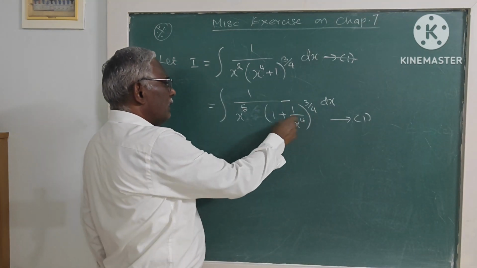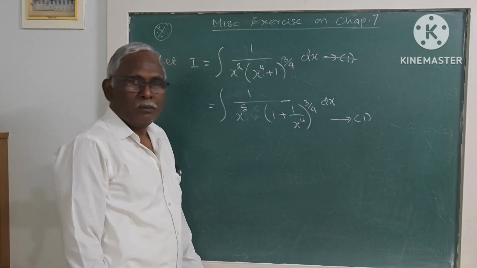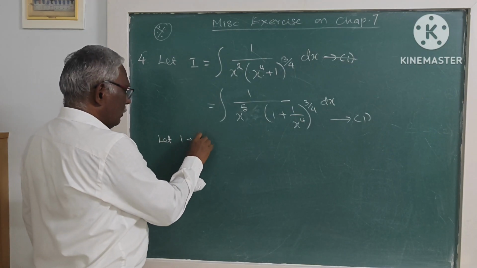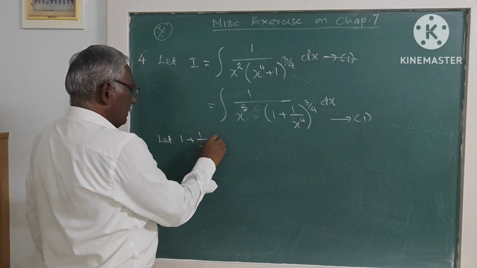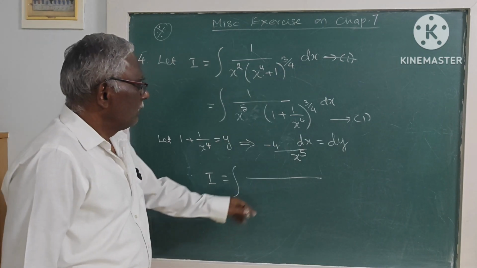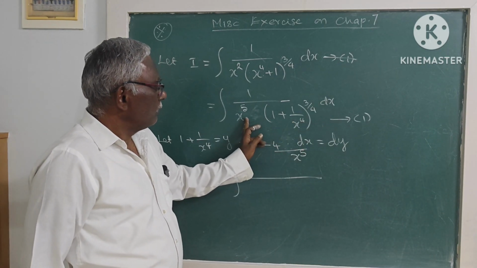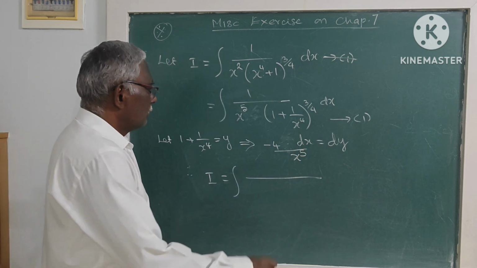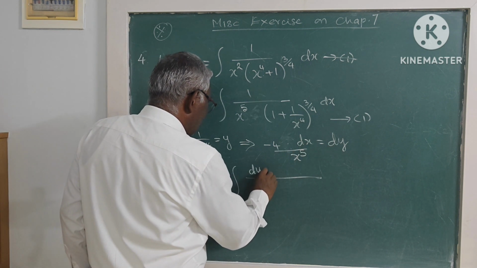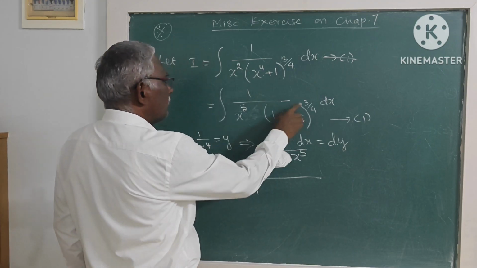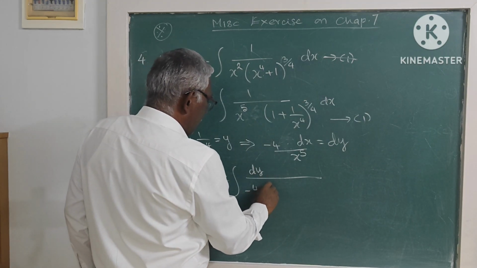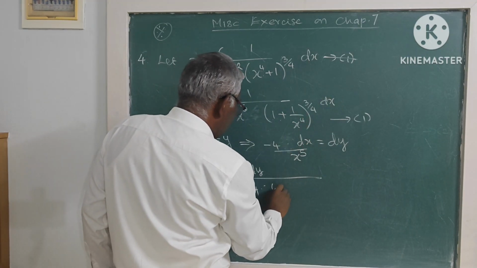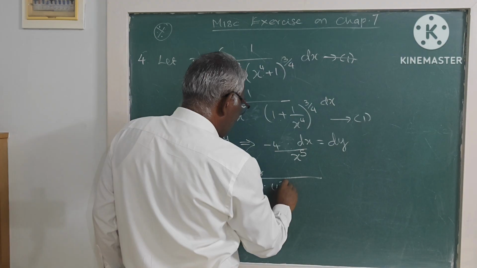Now let 1 plus 1 by x power 4 be y. If we differentiate that, 1 by x power 5 will become part of dy. So let 1 plus 1 by x power 4 be equal to y. So dx by x power 5 is equal to dy by minus 4. So it will be dy by minus 4 into this we have taken, which is nothing but y power 3 by 4.